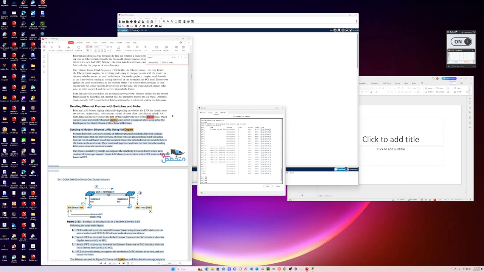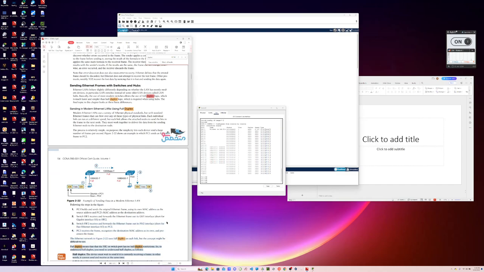So basically, the use of more modern switches allows use of full duplex logic, which is much faster and simpler than half duplex logic. Modern Ethernet LANs use full duplex, which is faster and simpler than half duplex. So full duplex is faster than half duplex, but what the hell is duplex? It doesn't really tell me here. I mean, I can find out more.